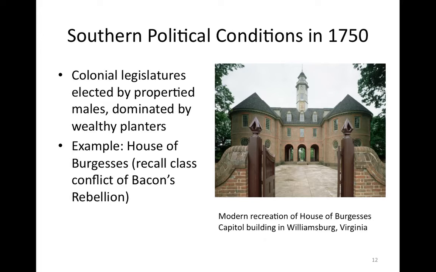You remember that one example of a colonial legislature in the South is the House of Burgesses. It was still going strong in the 1700s, becoming more of a major political institution that called pretty much all the shots by this time period, by 1750. There it is, a modern recreation of the House of Burgesses in today's Williamsburg, Virginia.